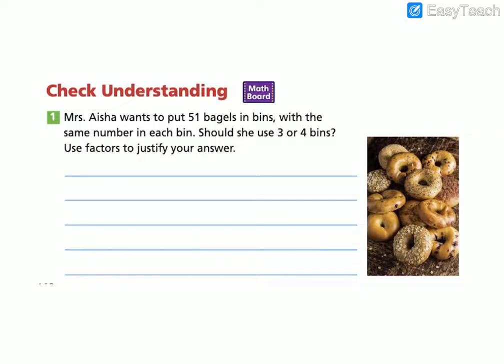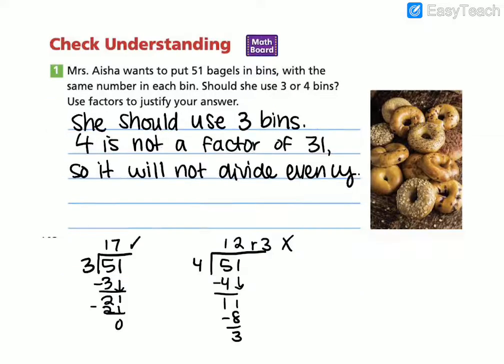Right, and go ahead and pause the video and complete the check understanding. All right, so you could have used division to check. 51 divided by 3 is equal to 17. 51 divided by 4 is equal to 12 with a remainder of 3. So she should use 3 bins.